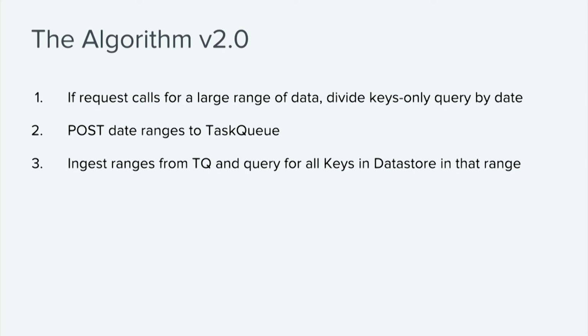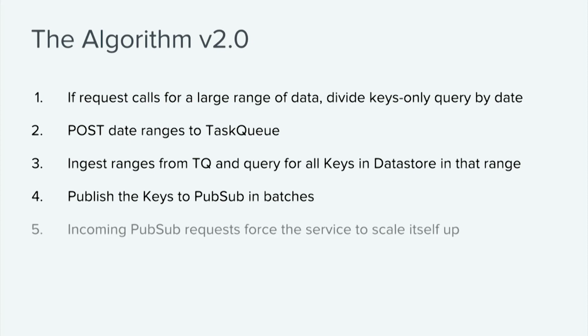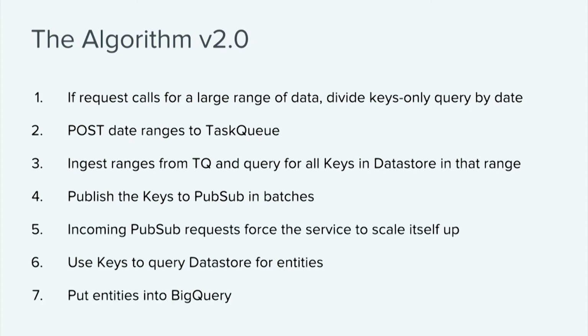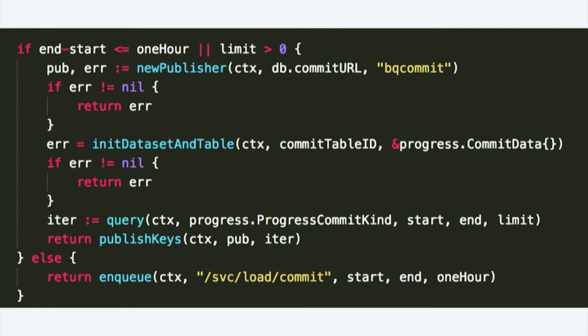The task queue tasks come back into the service. It scales itself out initially. And then those queries start publishing the keys out to PubSub. And we do the same thing we did before. So this is kind of what it looks like.